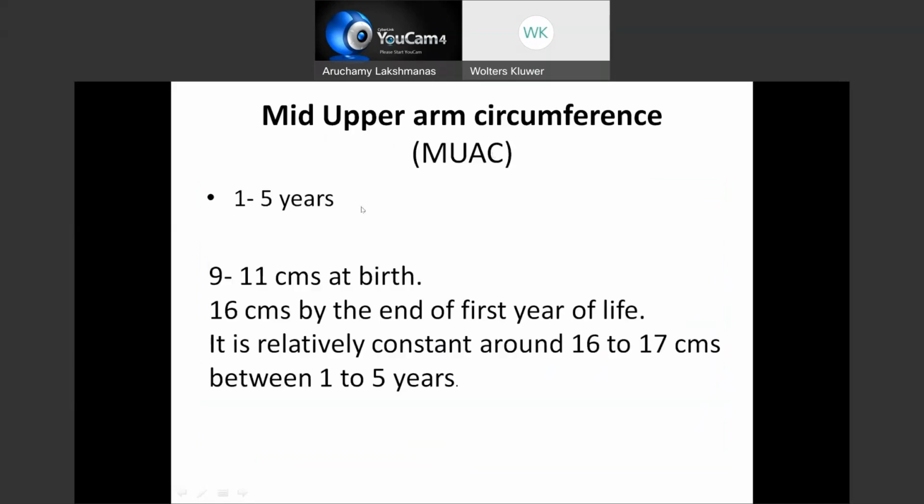Mid upper arm circumference is constant from 1 to 5 years. At birth it will be 9 to 11 centimeters, and by the end of the first year of life it will be 16 centimeters. There is increased fat in the upper arm in newborn infants. This fat will be replaced by the growing muscle. So from 1 to 5 years there is no increase in the size of the mid upper arm, although the baby is increasing in weight and height, because the fat is replaced by the growing muscle.